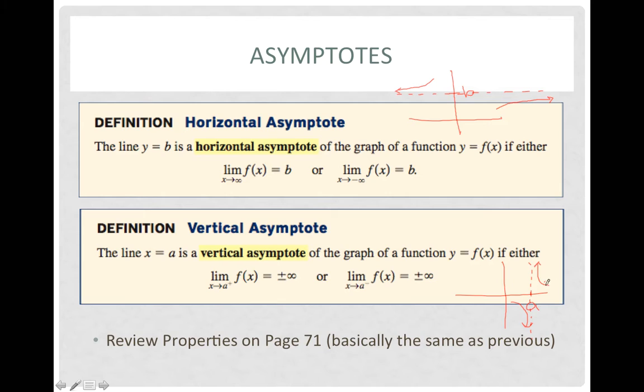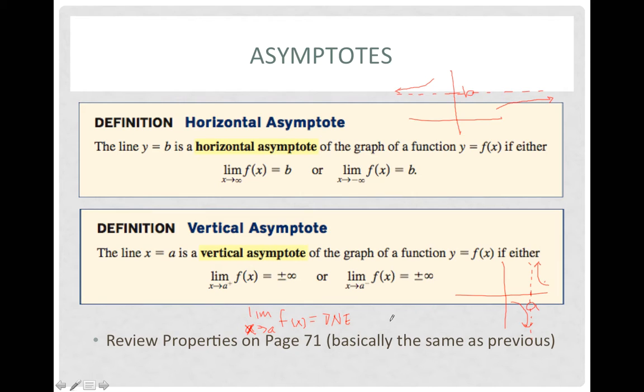What I have drawn here is my vertical asymptote: as x approaches a from the right-hand side, my function approaches infinity, so we would say the limit equals infinity. Or if we approach from the left-hand side, it's approaching negative infinity. And if that is the case, we could ask: what's the limit as x approaches a of f of x? In this particular case, we would say DNE, does not exist. It does not approach a single value.